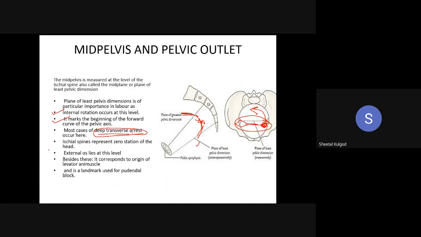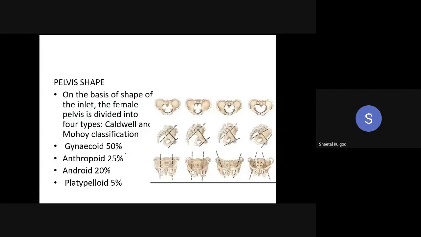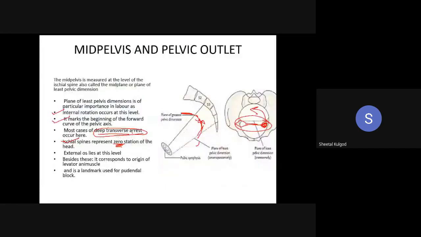Now, the ischial spines is also the plane where we arbitrarily define the station of the presenting part of the fetal head. To understand this, I would like to show a figure. So what you have to understand here is, when there are the pelvic walls, there are two ischial spines here. And whenever the fetal head is at the level of the ischial spines, we say that the fetal descent is at the level of zero station.